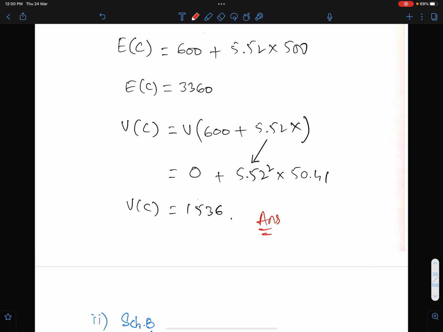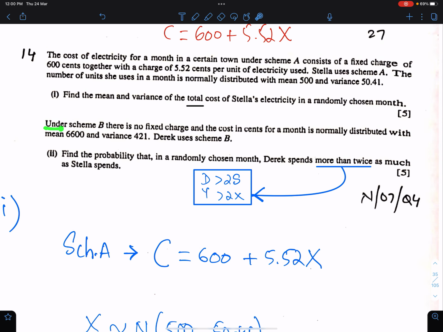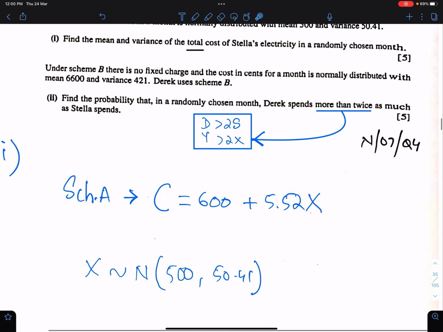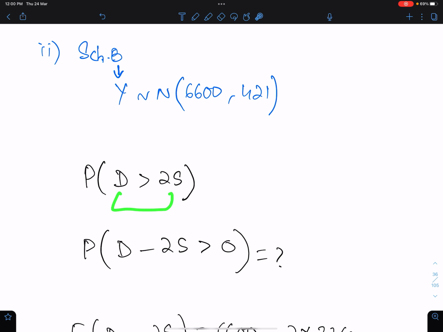We had to find the mean and variance of C. Part 2. Under scheme B, there is no fixed charge and the cost in cents for a month is normally distributed with mean this and variance this. Derek uses scheme B. Find the probability that in a randomly chosen month, Derek spends more than twice as much as Stella spends. So D greater than 2S. This is the requirement, or you can say y greater than 2x. So this is scheme B, and we need this probability.